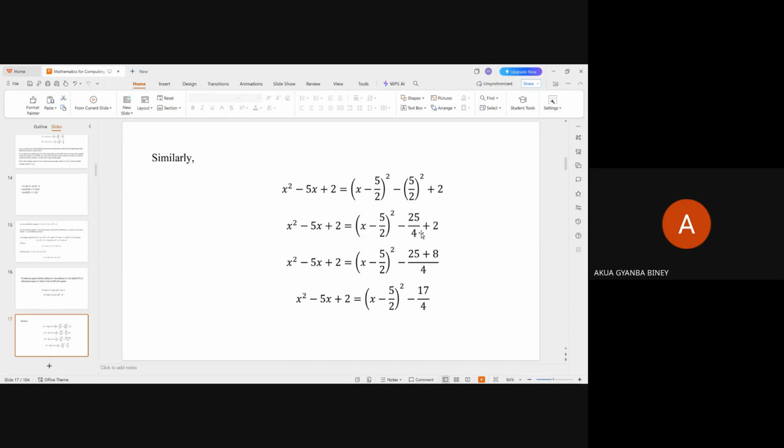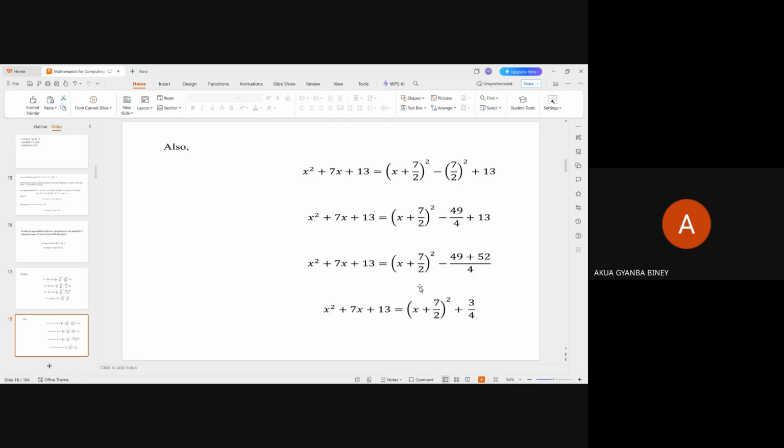So we have the first part. This part here, if we open the bracket, we get 25 over 4. You simplify this part and then you get your minus 17 over 4. So you move from there. That's how we got this constant. We got this constant from there.